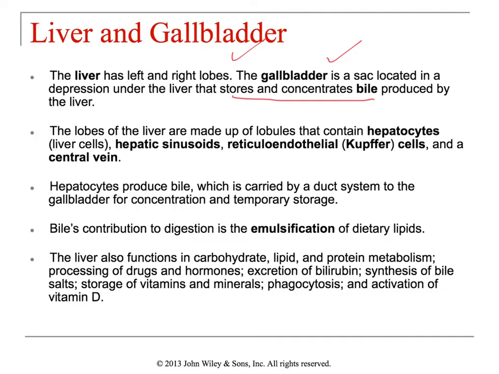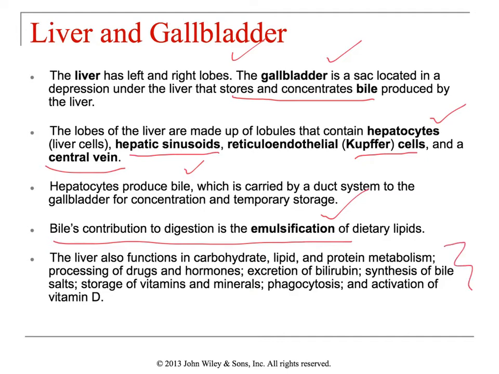Okay, so the cells of the liver are called hepatocytes. Okay, and in the liver there's these spaces called hepatic sinusoids. It has Kupffer cells, which we can talk about, and it's got this thing called the central vein. Okay, hepatocytes make bile. Okay, and they're going to carry the bile. There's ducts, and the ducts are going to carry the bile to the gallbladder. Okay, what the bile is going to do is it's going to emulsify the lipids. It's going to help us break them down.